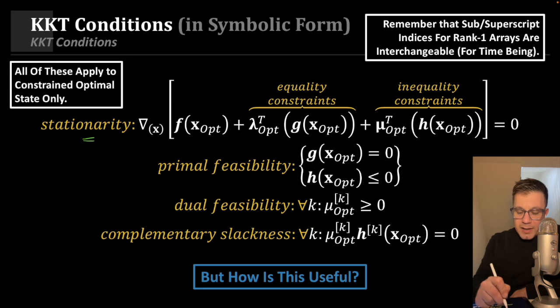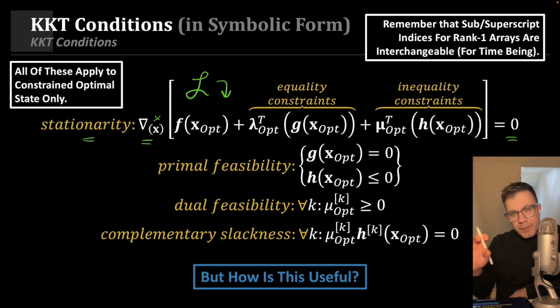Stationarity, again: if we take the derivative or the gradient of the Lagrange function, which is what we have below, with respect to x, that should be equal to 0. Now note, we're only taking it with respect to x, not with respect to lambda and mu, which is a slight tweak from how we did things in the first module, but you'll see that the same equations show back up. So stationarity requires us to take that derivative.